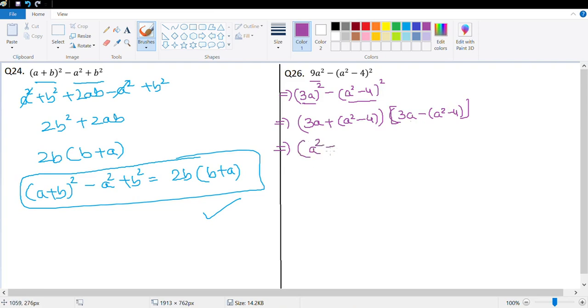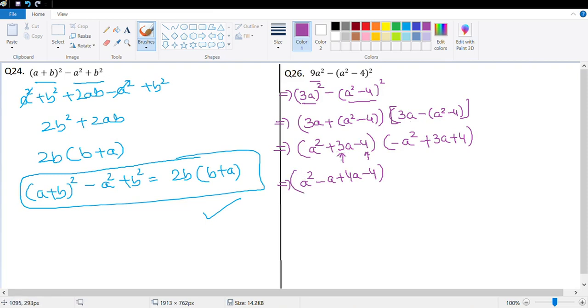So a square plus 3a minus 4 and negative a square plus 4. In fact, let's write this middle term first. So negative a square plus 3a plus 4. Yes, that's correct. I need to find factors of negative 4, the sum of which should be 3. Yes, that will be negative 1 into 4. So now I can break 3a as a square minus a plus 4a minus 4.